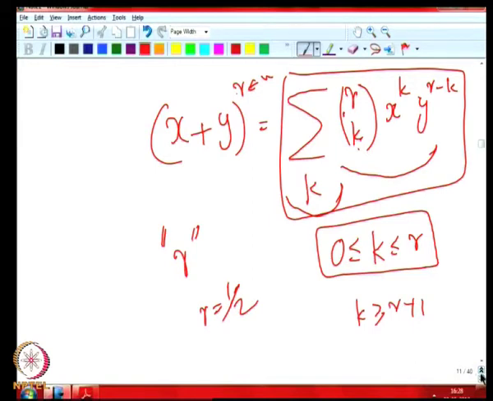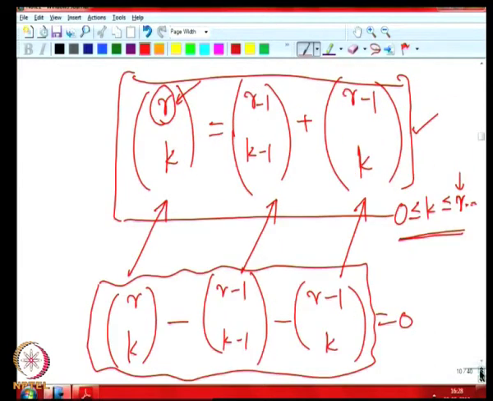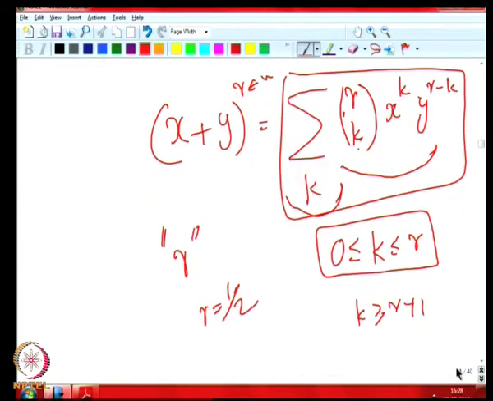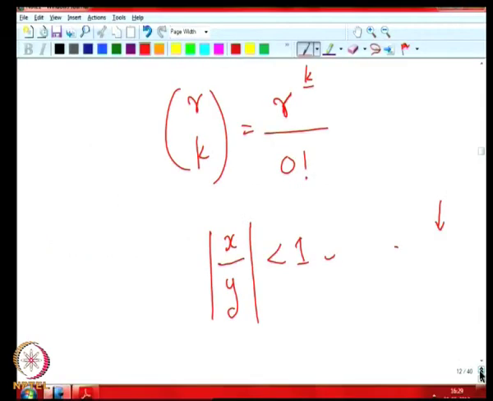And the next thing is, if you write an infinite sum like that, we have to worry about the convergence: will it converge or not? For convergence, we need the condition that this ratio x by y has absolute value less than 1. This is what is written in the second part, the x by y ratio is less than 1, whichever is the bigger one you can see.